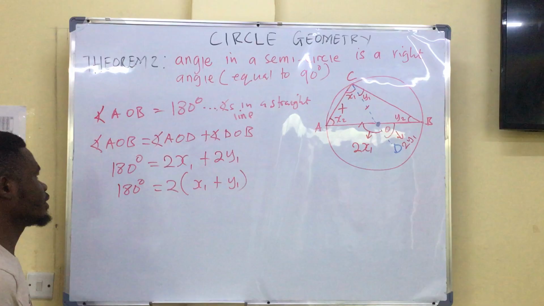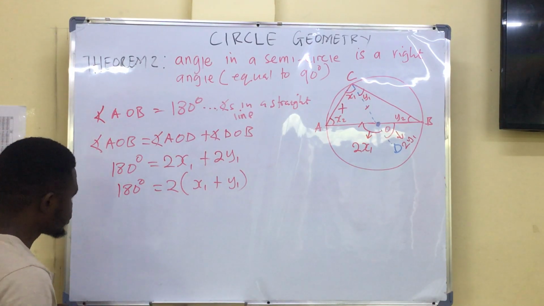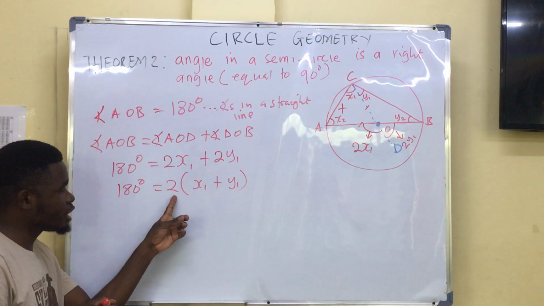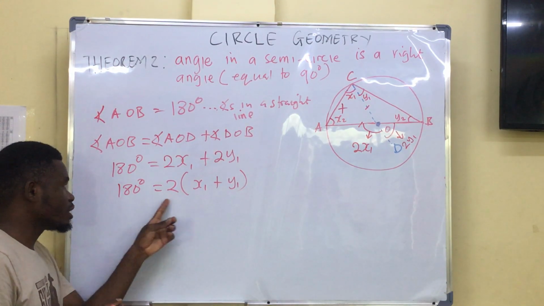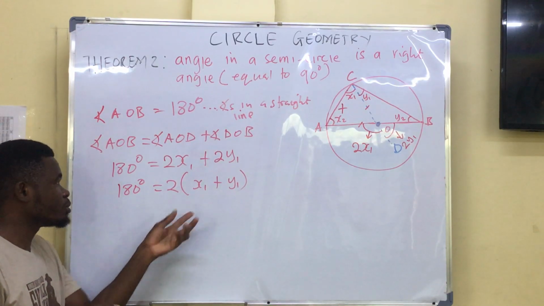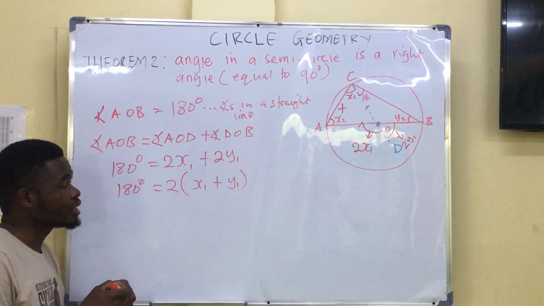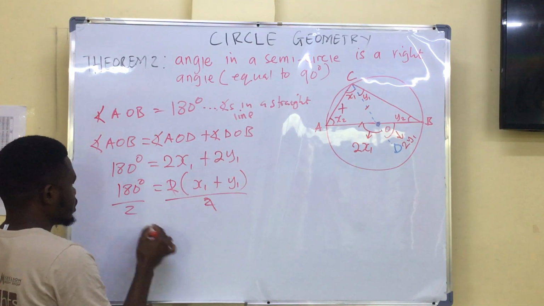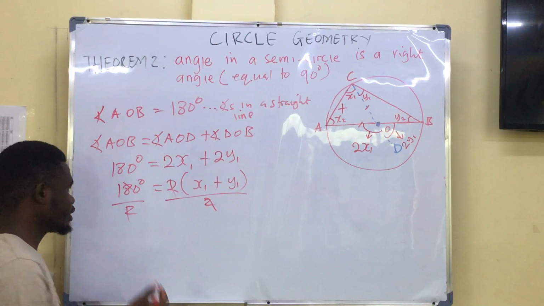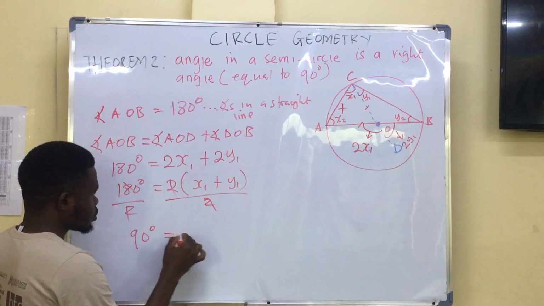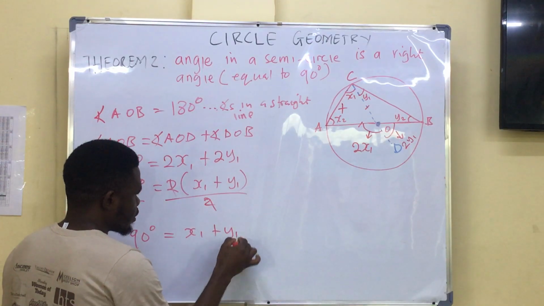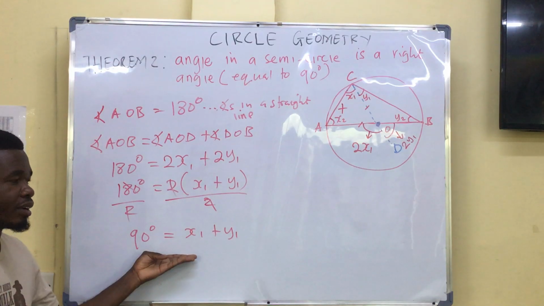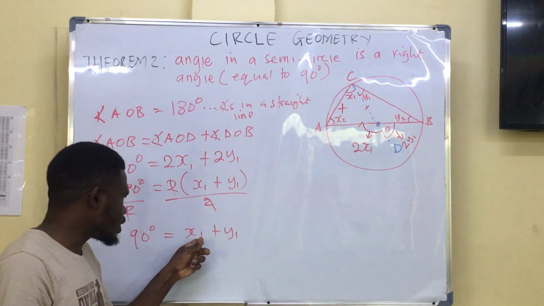So yeah, it's fine. But you know that there's 2 here, there's 1 here, right? We can remove this 2 by dividing both sides by 2, to make x1 and y1 alone on the side, right? So let's divide by 2, divide by 2. This one will cancel. 180 divided by 2 is 90, right? Means that 90 degrees is equal to x1 plus y1. Fine. So x1 plus y1.